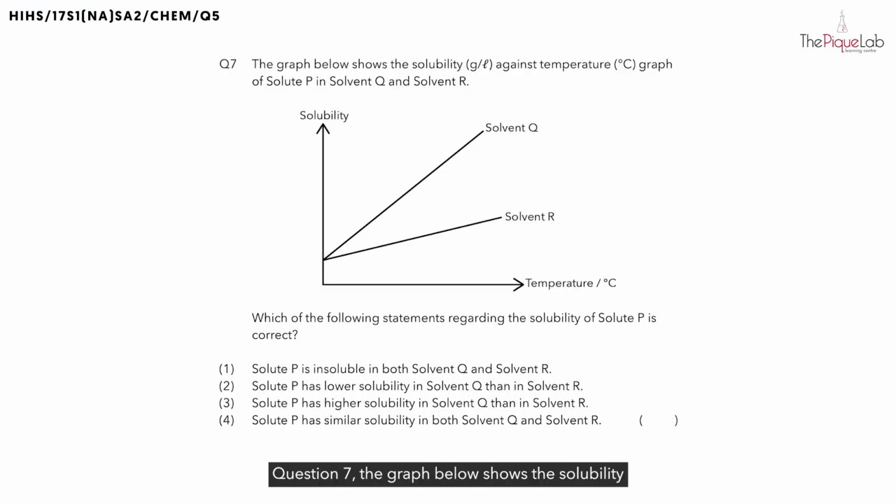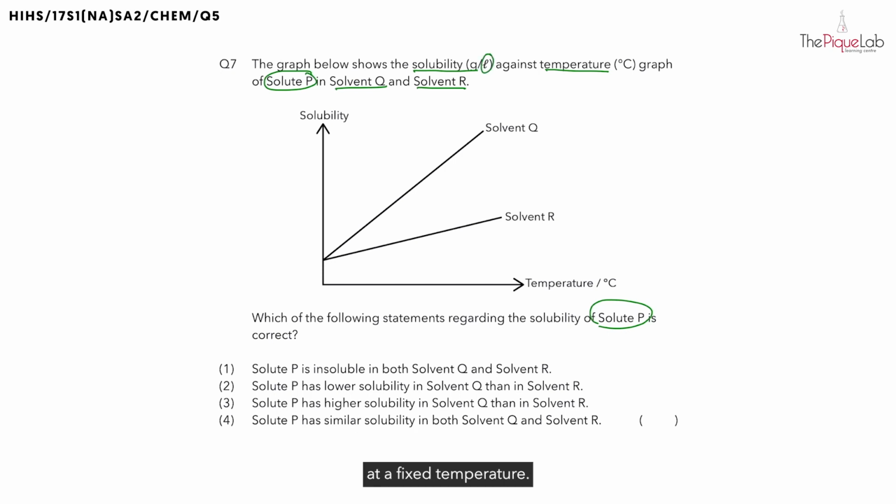Question 7. The graph below shows the solubility against temperature graph of solute P in two different solvents, Q and R. We are supposed to choose the correct statement describing the solubility of solute P. What does solubility mean? Solubility is the maximum amount of solute which can dissolve in a given amount of solvent. In this case, we have 1 liter of the solvent at a fixed temperature.